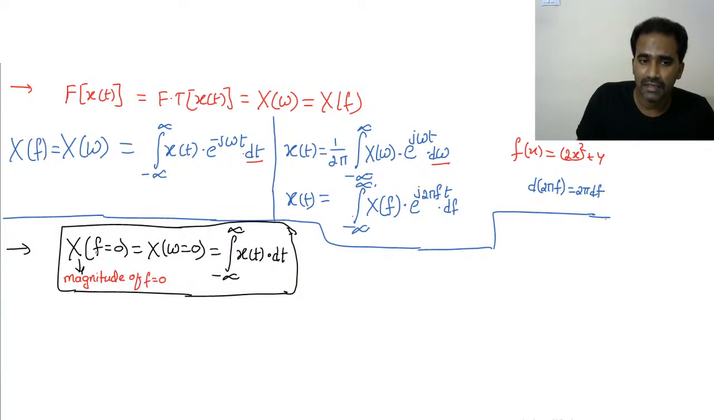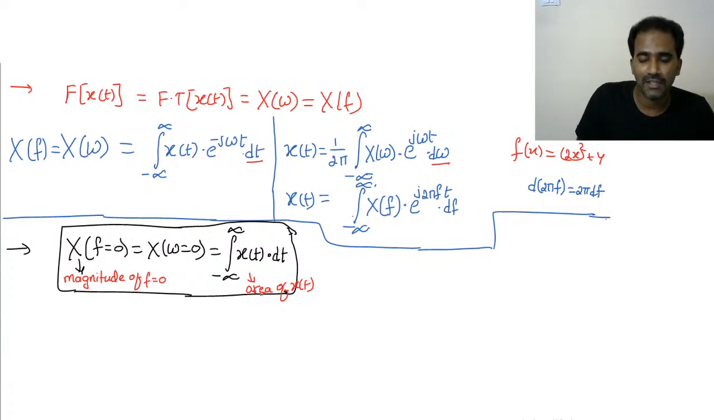So x of f equal to 0 gives us an idea of how much DC is present in the signal. And how do we find that? In the time domain, if you find the area of the signal x of t, it is the same as the value in the frequency domain at f equal to 0. Area in one domain is equal to the value at 0 in the other domain.